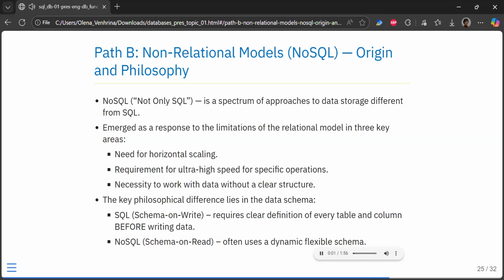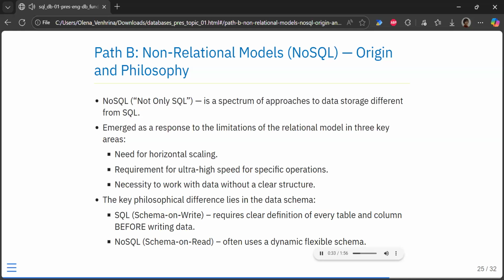We just saw Path A, the structured, strict, and reliable world of SQL. But what if our priorities are completely different? This leads us to Path B, non-relational or NoSQL models. The abbreviation stands for "not only SQL," and this is not one product, but a whole family of completely different approaches to data storage that rejected the strict rules of the relational world. Why did they appear at all if SQL is so great? They were born from the limitations of SQL when it faced the problems of web giants: Google, Amazon, Facebook.